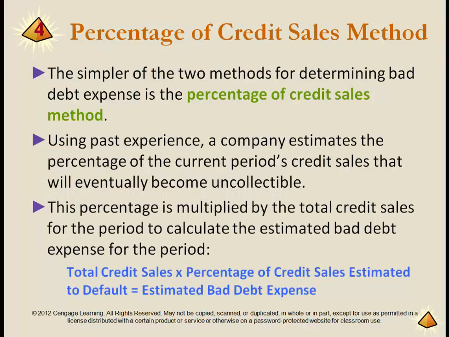For the percentage of credit sales method, they take a percentage of credit sales. If we sell $1 million worth of credit sales, maybe we're going to have 5%. That's this little formula on the bottom. They say 5% is what they expect not to collect, so you take $1 million times 0.05, which gives you $50,000. That's your bad debt expense. The journal entry, which we'll look at in a minute, is to debit bad debt expense for $50,000 and credit allowance for doubtful accounts for $50,000.